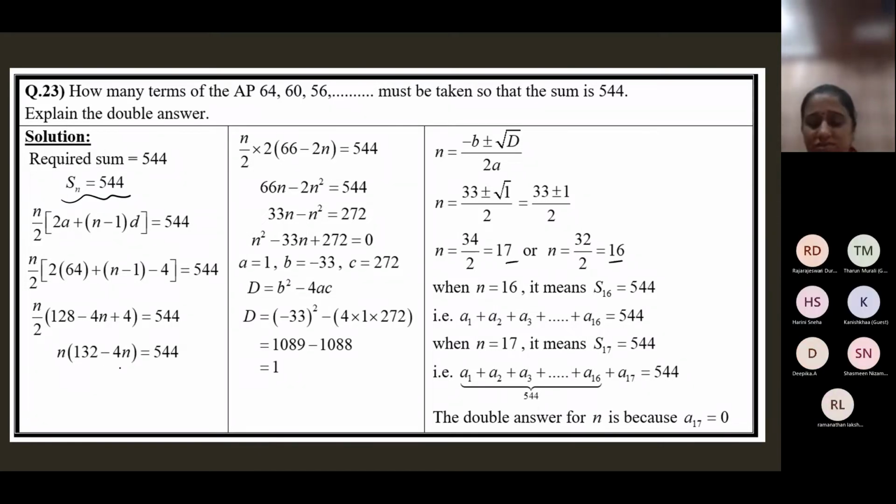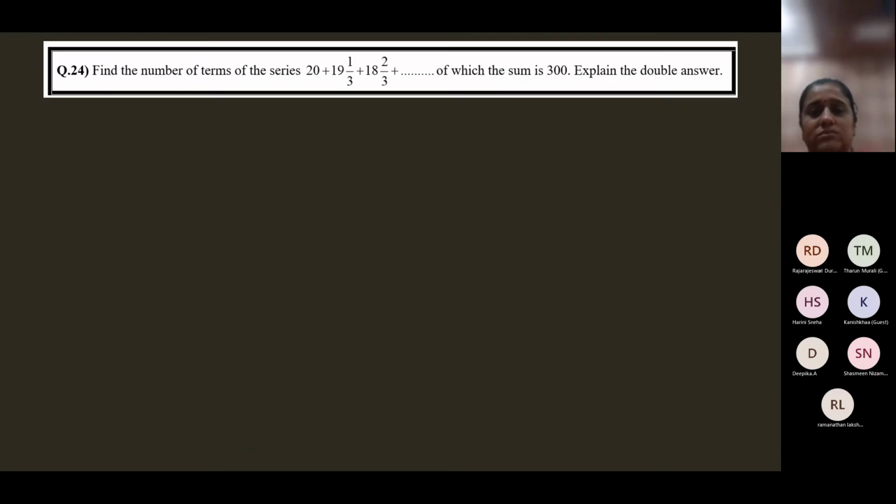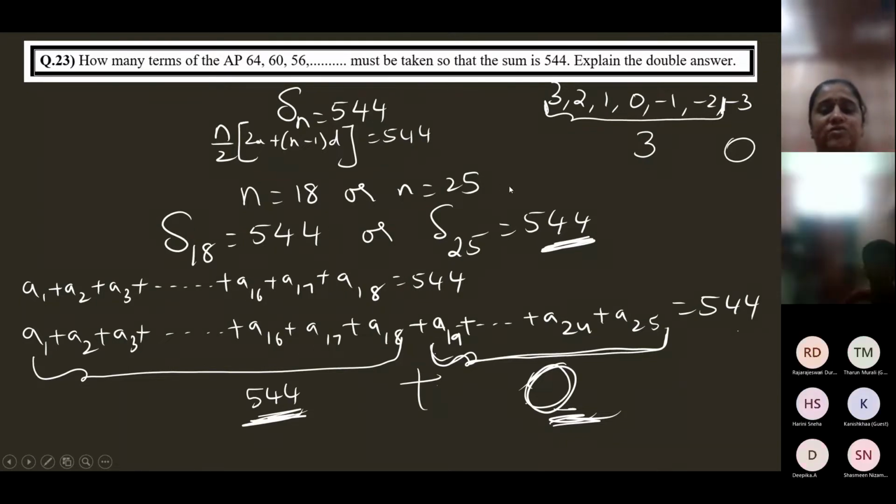Okay, so here you're getting consecutive numbers. Let me explain that also. This you understood, children? Explain the double answer. Did you understand this? Yes, ma'am. Okay. Now, sometimes you will get consecutive numbers. Here n is 18, n is 25. They're not consecutive: 18 and then 19, 20, 21, 22, 23, 24, 25. 18 and 25 are not consecutive numbers.